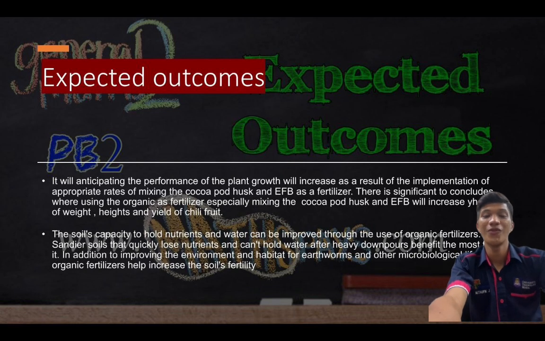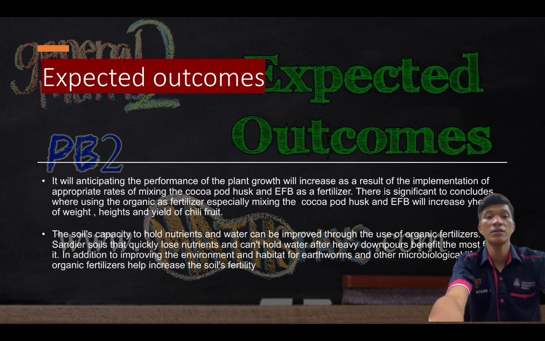Okay, for the expected outcome, I anticipate that the performance of plant growth will increase as a result of implementing an average rate of mixing cocoa pod husk and EFB as an organic fertilizer. It is significant to conclude that using organic fertilizer, especially mixing cocoa pod husk and EFB, will increase the weight, height, and yield of the chili fruit.